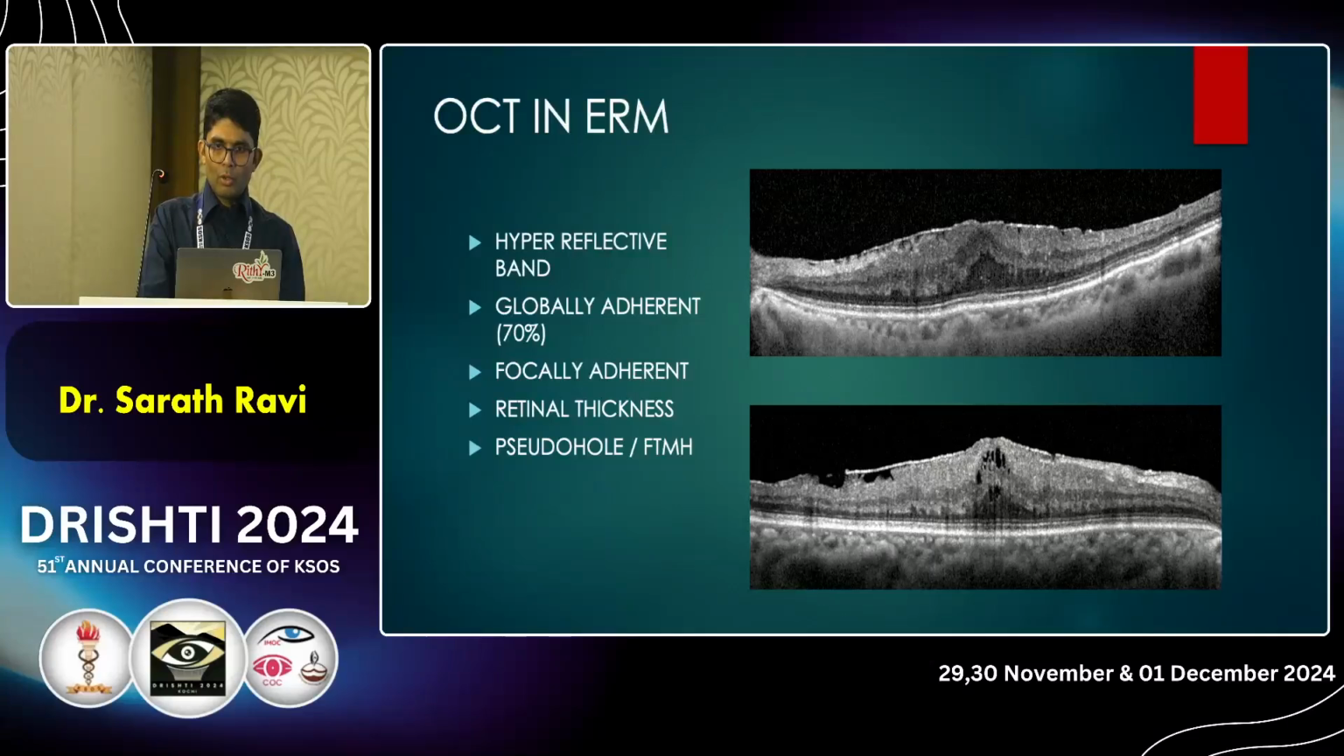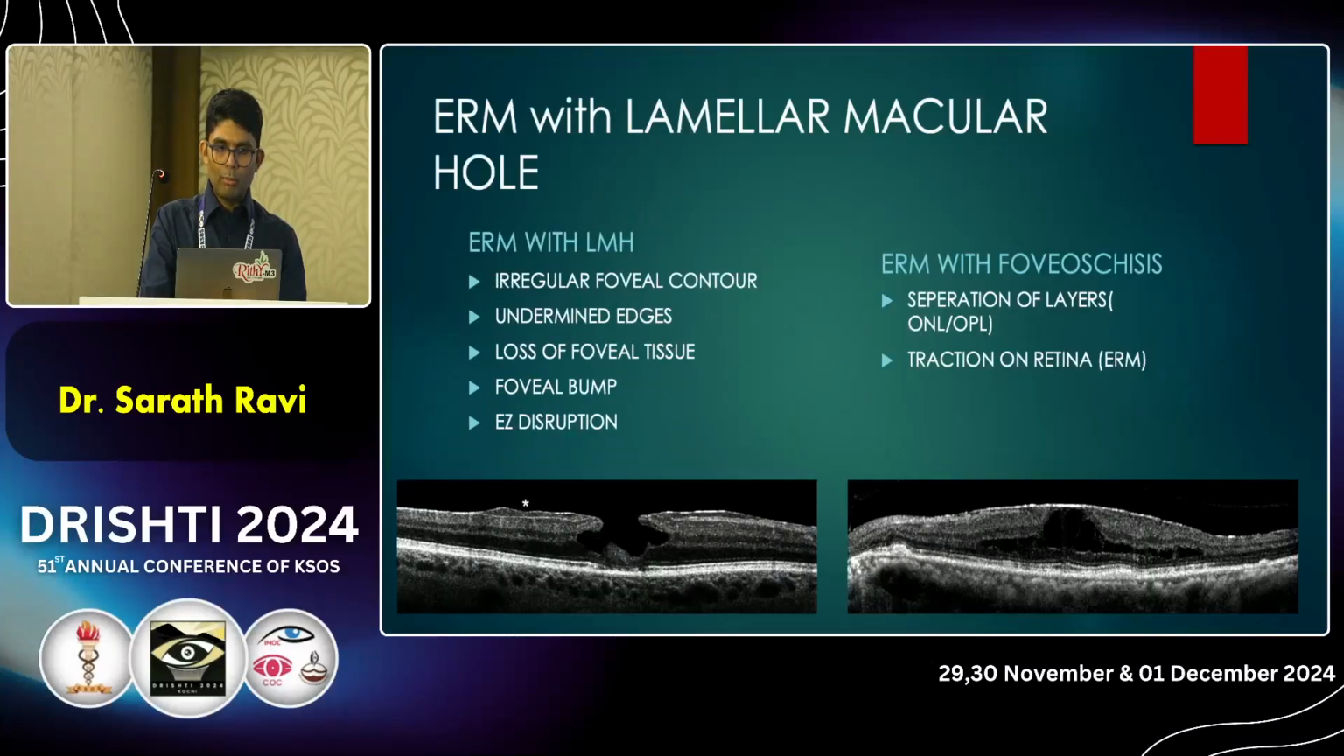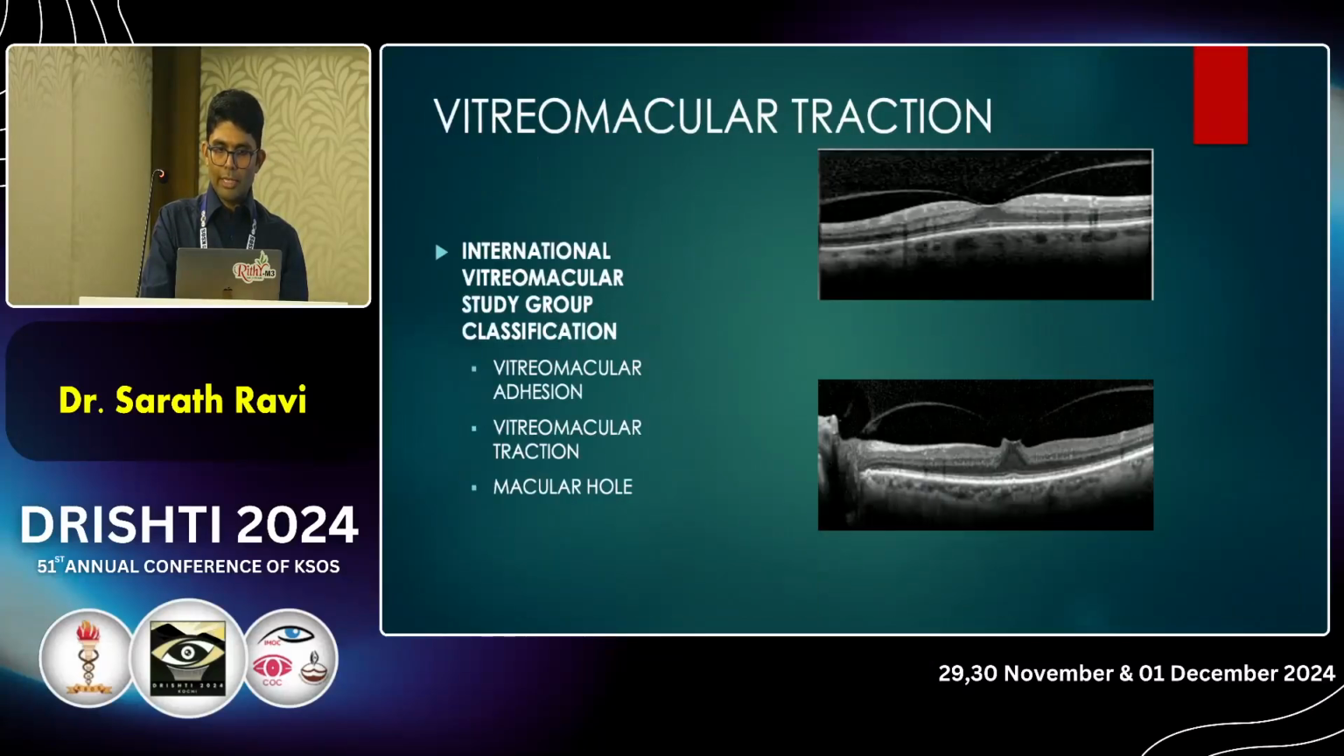An epiretinal membrane on OCT is seen as a hyperreflective band over the retina, which could be globally or focally adherent. It indicates the amount of retinal thickness and also differentiates between pseudoholes and true holes. This is an OCT-wise staging of the epiretinal membrane. An epiretinal membrane may be associated with a lamellar hole, which could be a degenerative lamellar hole with a large cavitation of the outer retinal layers, with a foveal bump and loss of ellipsoid zone, both indicating a poor prognosis. Whereas tractional lamellar holes can appear due to schisis-like separation between the outer nuclear and outer plexiform layers, and here the ellipsoid zone is intact.